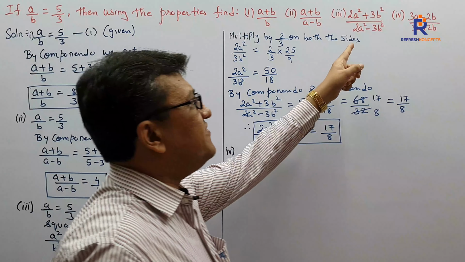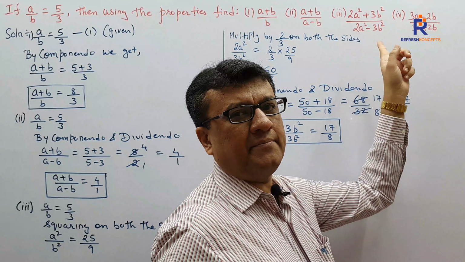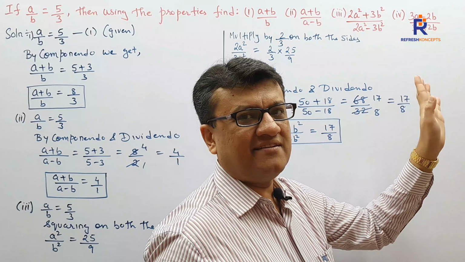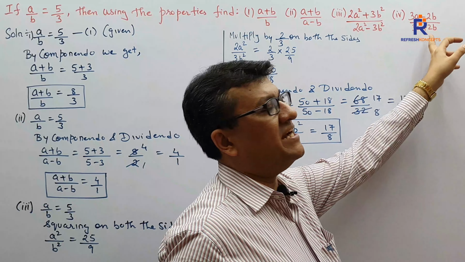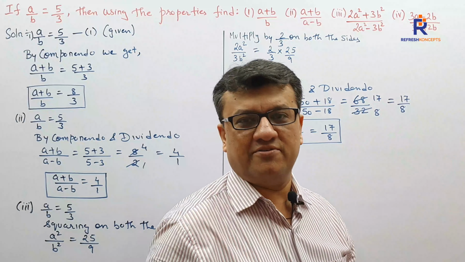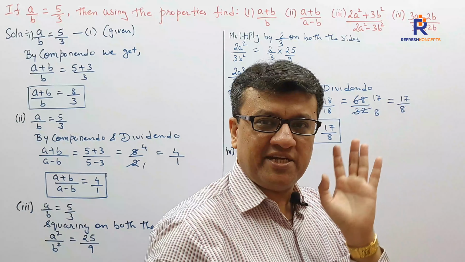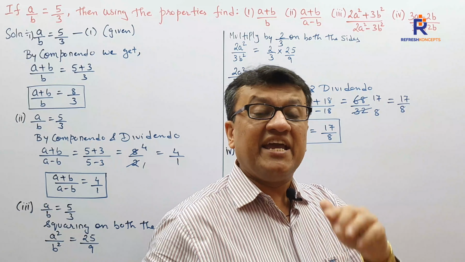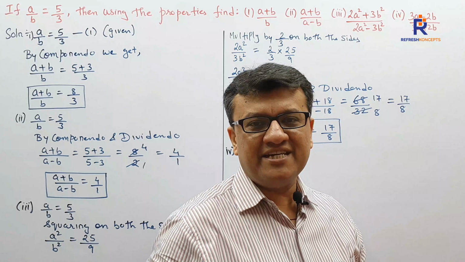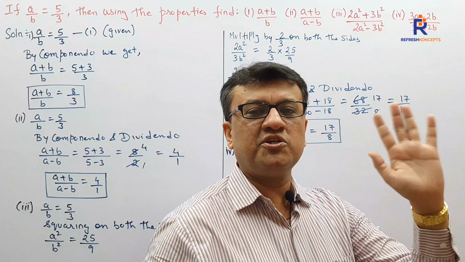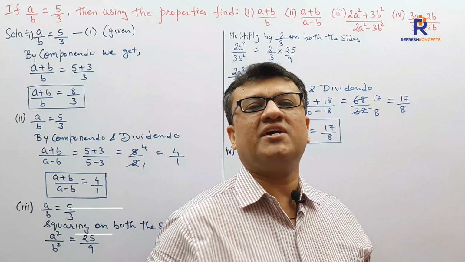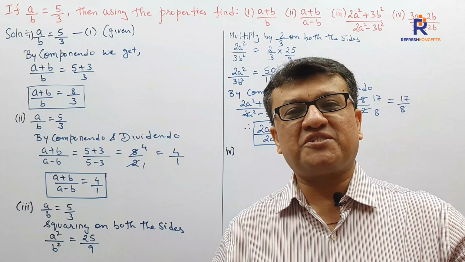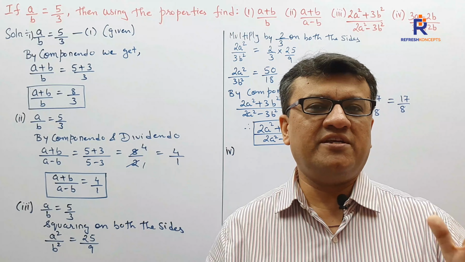So if plus comes first, that is in the numerator, minus comes in the denominator, we say componendo dividendo. Many must have started saying, sir, if minus comes in the numerator and plus comes in the denominator, it should be dividendo componendo. Children, keep this in mind. There is nothing such as dividendo componendo. So all those who started thinking of dividendo componendo, I'm so sorry, you all are wrong.